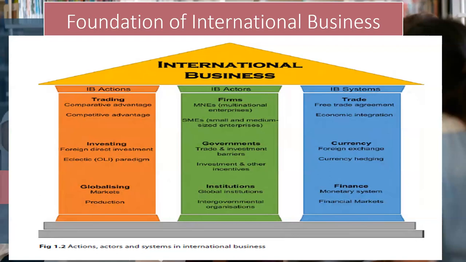Institutions, global institutions, intergovernmental organizations, the GATT, the WTO, we'll discuss this later. The systems: the free trade agreement, economic integration, we have this in the ASEAN integration. Another example of economic integration is the European Union. That's one, the free trade agreement for some countries where the trade barriers are lowered. Foreign exchange and currency hedging. So this is part of the system, foreign exchange.